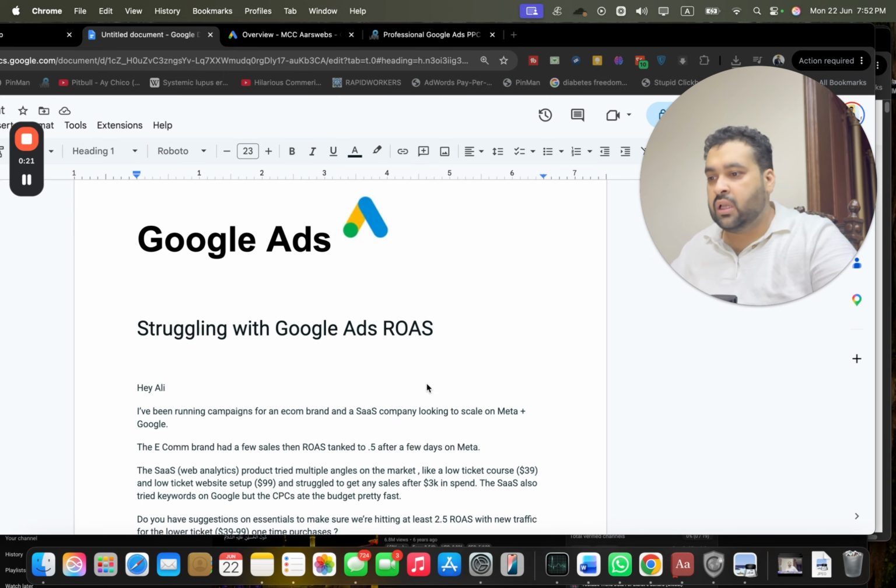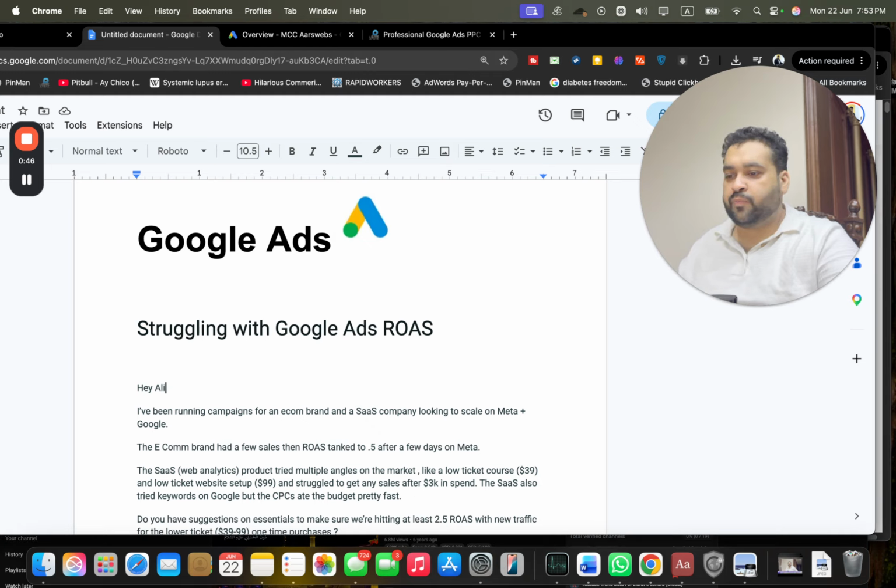Okay, that's very good. The e-commerce brand had a few sales, then ROAS tanked to 0.5 after a few days on Meta. The SaaS web analytics product tried multiple angles in the market, like a low ticket course at $39 and a low ticket website setup, and struggled to get any sales after 3K in spend. The SaaS also tried keywords on Google, but the CPC ate the budget pretty fast.